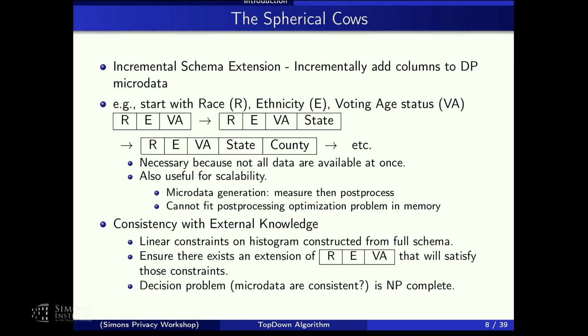The second problem is consistency with external knowledge. External knowledge means we have some information about the full histogram that we want to create at the end. But we're building it piecemeal, so when we start adding columns, we want to make sure that we can always extend what we've created to a full table that will satisfy all of the constraints. And this decision problem, can it be extended, is NP-complete in general.